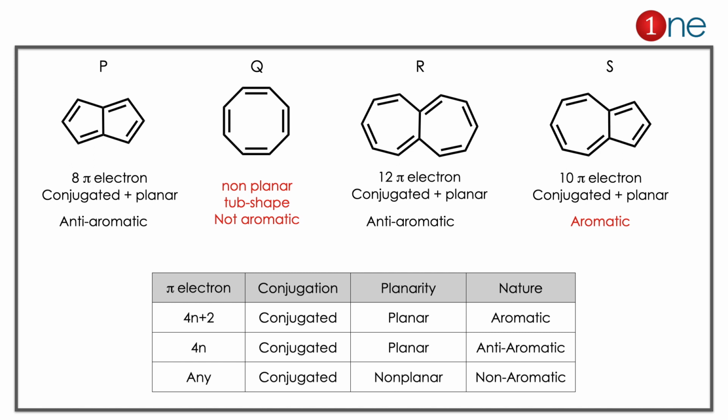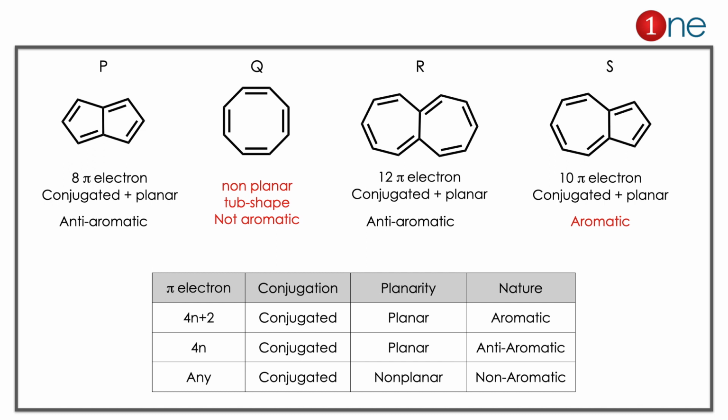If you look at the R, it's 12 pi electrons, it's a 4n system where n is 3, and it is conjugated as well as planar. So the system is definitely anti-aromatic there. But if you look at the S, you should see it's a 10 pi electron system, conjugated and planar, so the system is aromatic there. So the answer is clearly D.